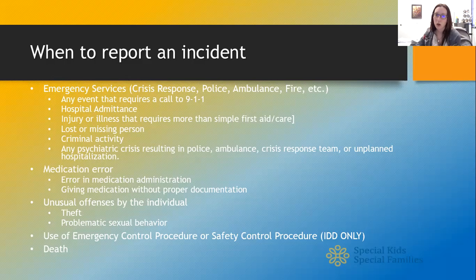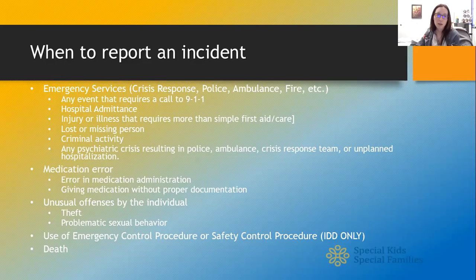Hospital admittance, and we're talking unplanned hospital admittance here. Injury or illness that requires more than simple first aid care. So anything beyond the Band-Aid or the approved as-needed medications such as Neosporin, ibuprofen, things like that, that need to be handled by either an urgent care or an emergency room, those are going to be reportable.